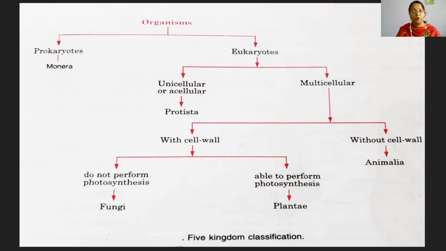First one is that they do not do photosynthesis. That means here chlorophyll is absent. That is the fungi. And the second one is that they can do photosynthesis. That means here chlorophyll is present. They can do the photosynthesis, and all the Plantae come in that. And the next one is without cell wall. That is Animalia, or the animals come under that.